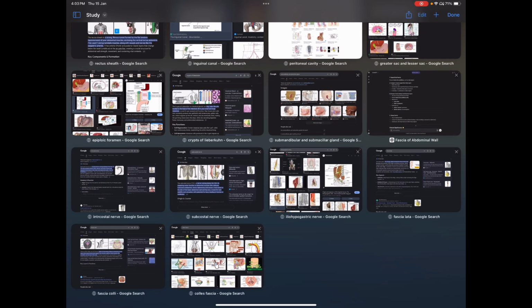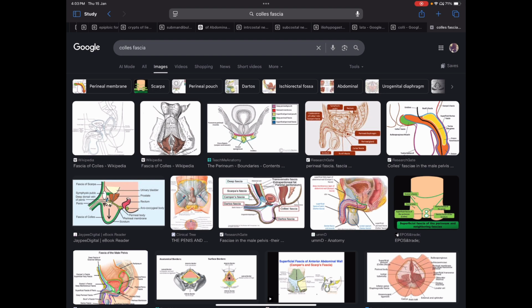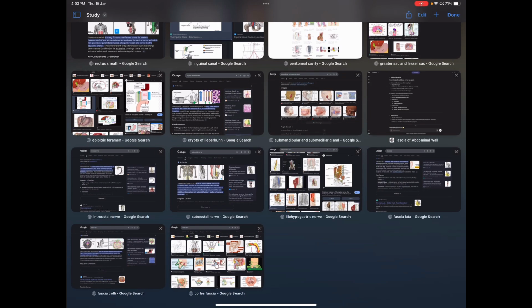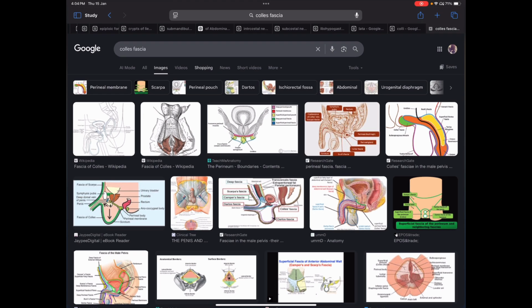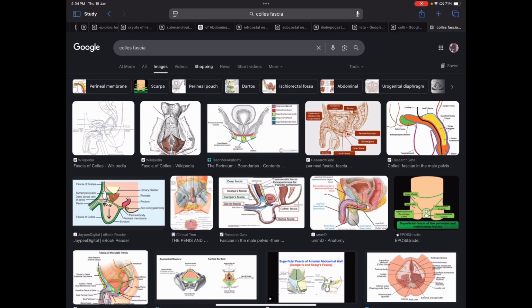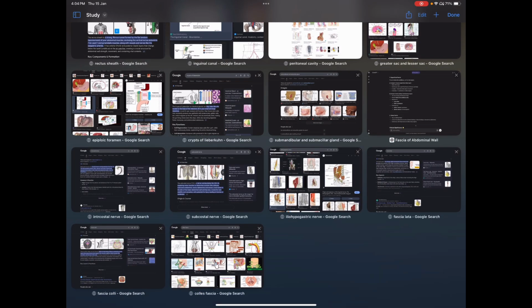So those of you who do not know about Colles fascia, it is right here. This is the superficial fascia of the perineum. So the superficial fascia of the anterior abdominal wall is divided into two parts: Camper's fascia, the superficial fatty layer, and Scarpa's fascia, the deep membranous layer. The deep part, Scarpa's fascia, is continuous inferiorly with Colles fascia, which is the superficial fascia of the perineum. I hope it makes sense. For now, you just need to know the names of all of these fascia, right?